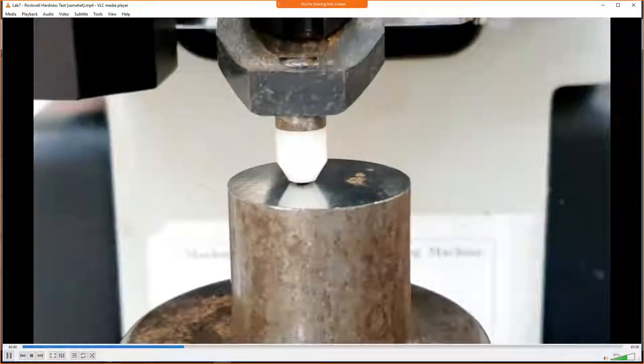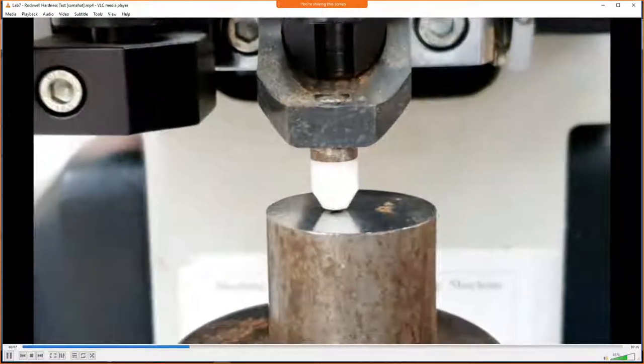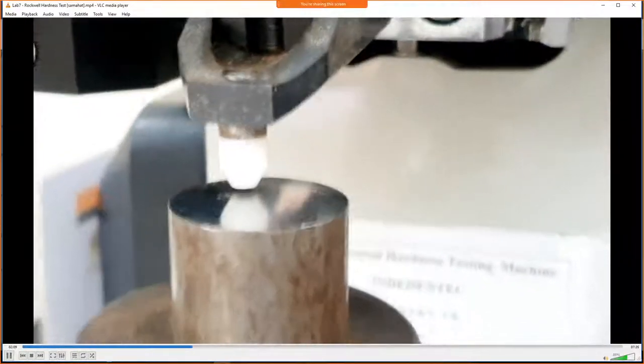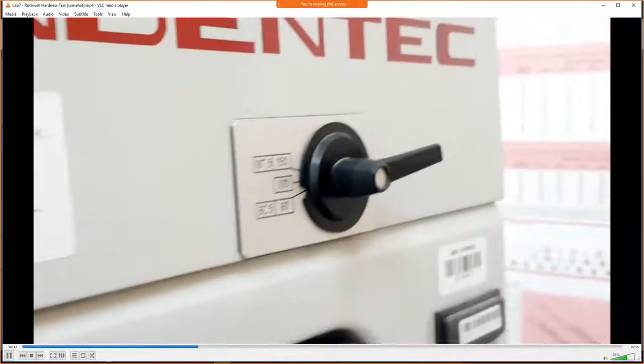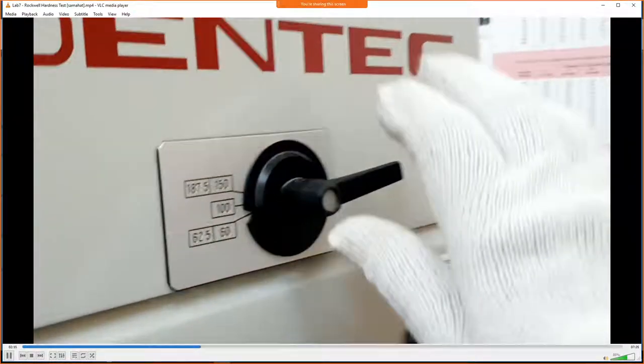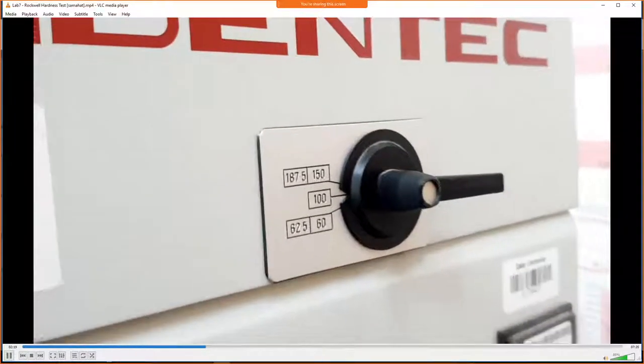Indenter is just about to touch the sample here. It will come later also. Once the indenter is touching the sample, after making sure the sample is touching the table, we need to make sure that the machine is in the right loading condition, which should be the 100 kilogram loading position.